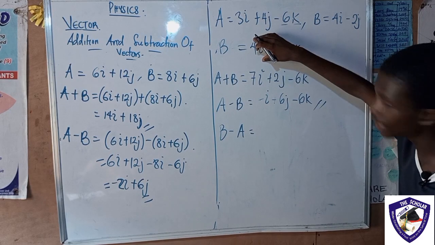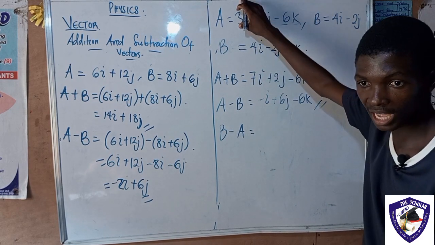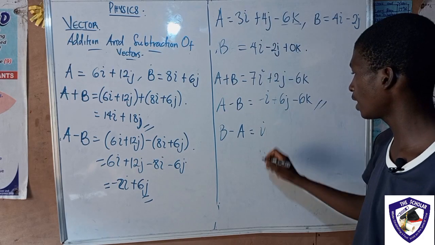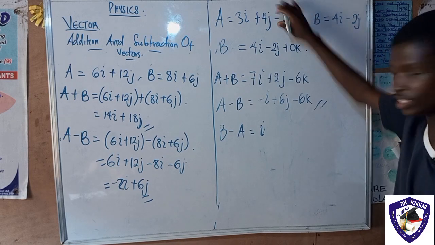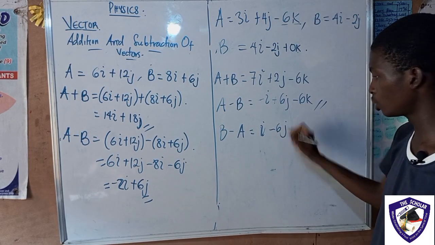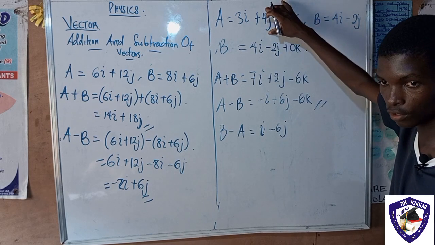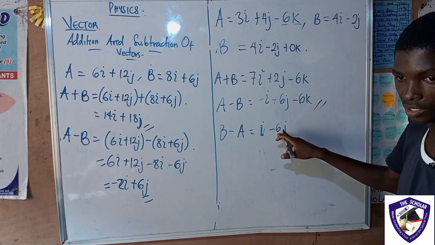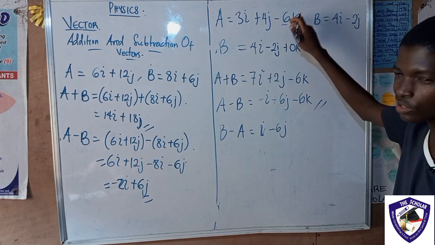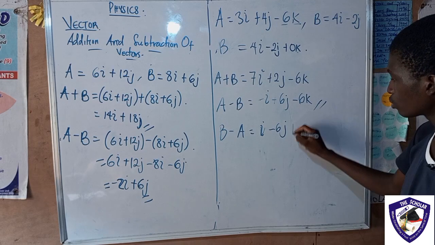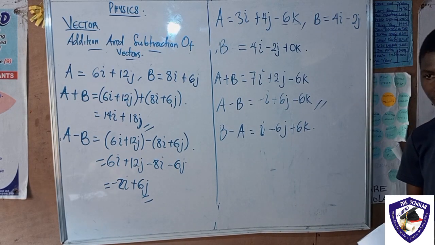That means 4 minus what? 3i. Now 4i minus 3i gives us what? i. So we have our i. Then minus 2j minus 4j, that's what? Minus 6j. Now the next one, 0k minus 6k. It now gives us what? Minus 6k. So this is the solution. Do you understand now? That's it.